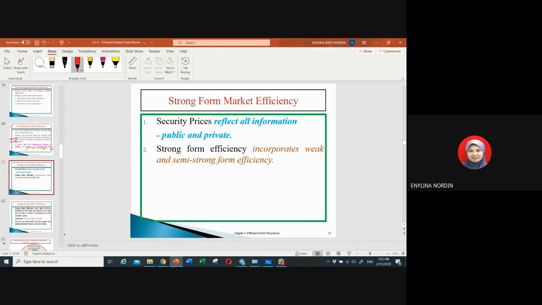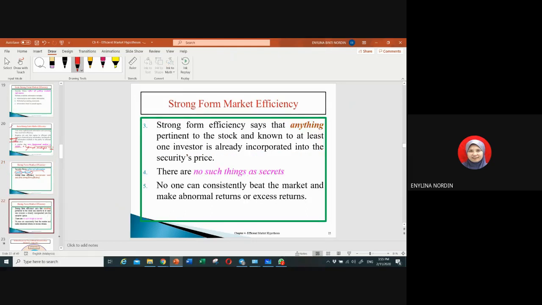The strong form efficiency implies that the stock's prices reflect all information. What information is absorbed into the stock's price? Public information and private information. These two kinds of information are fully reflected in security prices. That means the stock's prices already absorb this information. Here, if we put it in the diagram, you can see that.